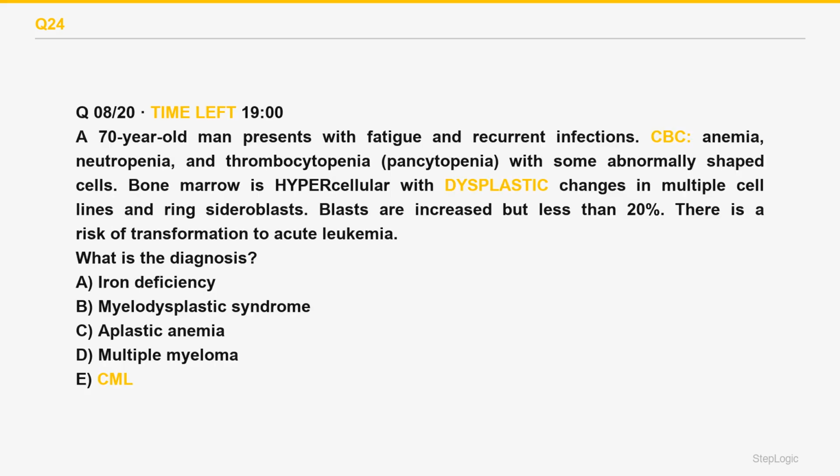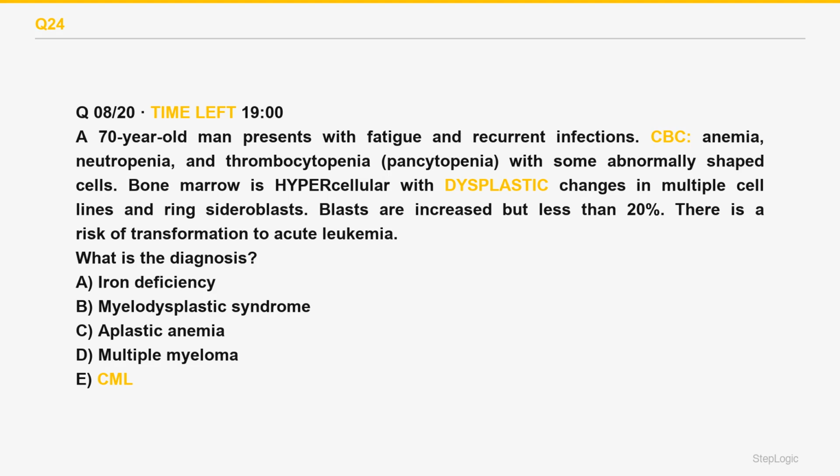What is the diagnosis? A 70-year-old man presents with fatigue and recurrent infections. CBC: anemia, neutropenia, and thrombocytopenia, pancytopenia, with some abnormally shaped cells. Bone marrow is hypercellular with dysplastic changes in multiple cell lines and ring sideroblasts. Blasts are increased but less than 20%. There's a risk of transformation to acute leukemia.